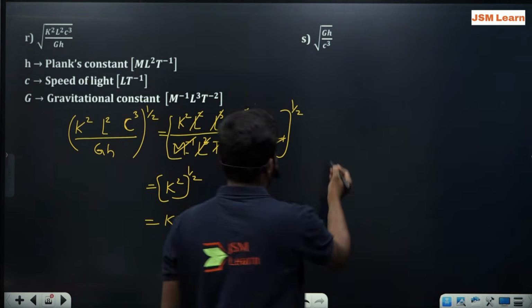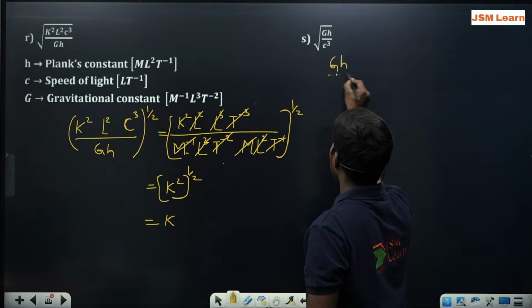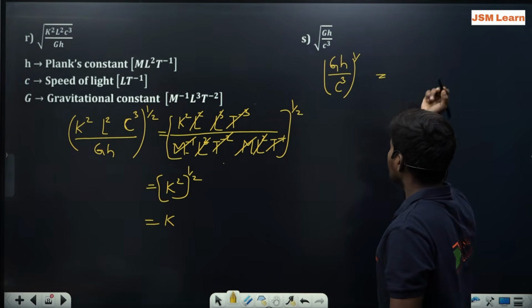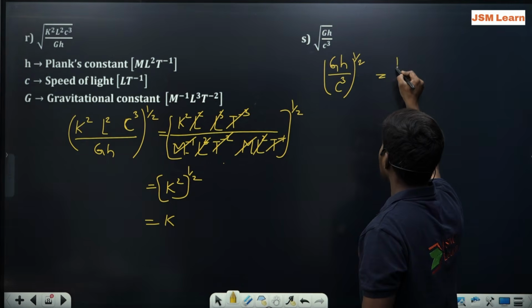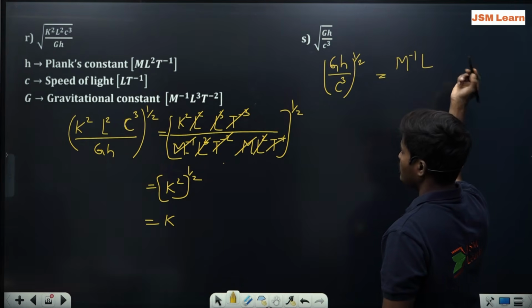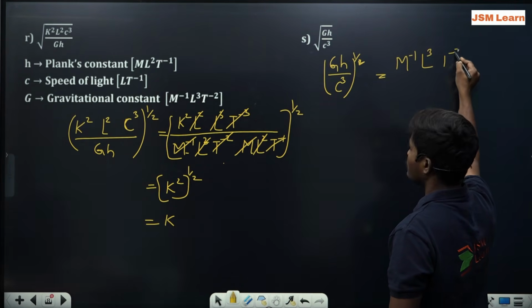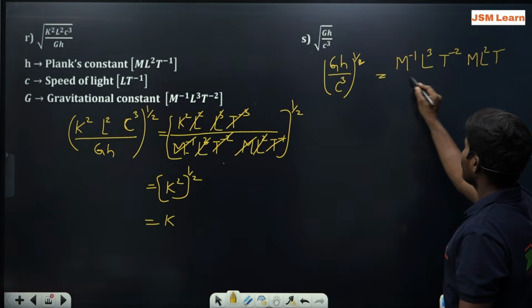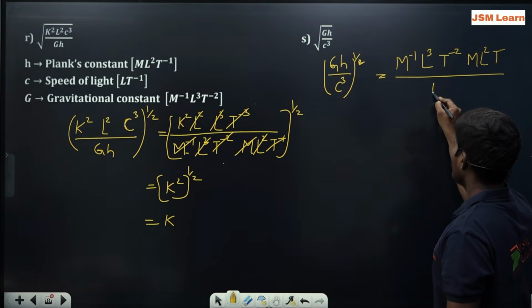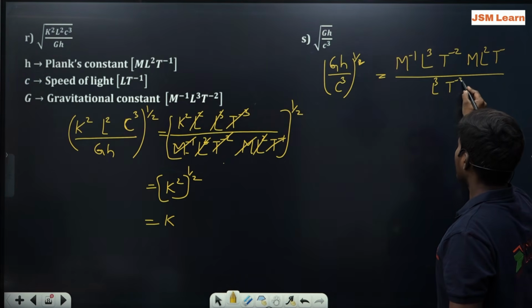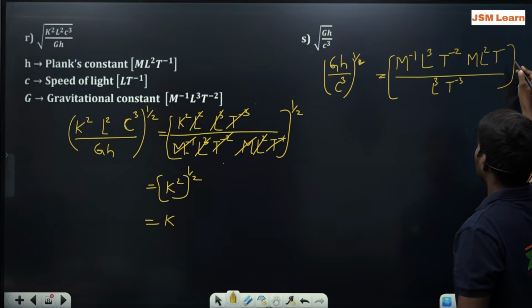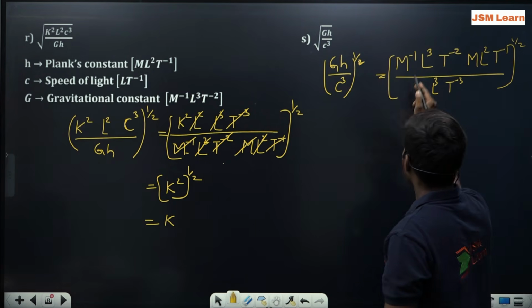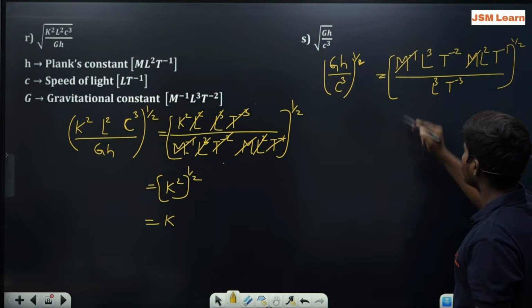But if you want to solve it, GH by C cube whole to the power of 1 by 2. This will become G: m minus 1 L3 t minus 2, and H is m L2 t minus 1, and in the denominator C cube, so L cube t power minus 3, whole to the power of 1 by 2. Here m minus 1, m plus 1, these two get cancelled.